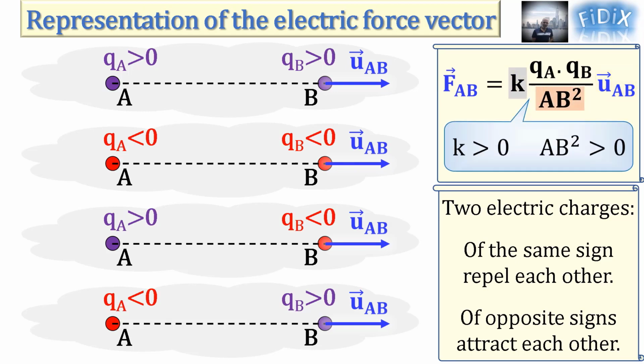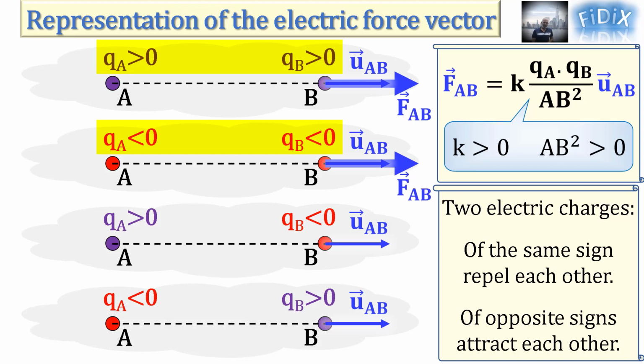In the formula, K and AB squared are positive values. Thus, if the product QA-QB is positive, which means that QA and QB are of the same sign, both positive or both negative, the vector representing the force FAB exerted by the particle of charge QA on that of charge QB and the unit vector UAB have the same direction. Vector FAB shows that the electric force is repulsive in these two cases.